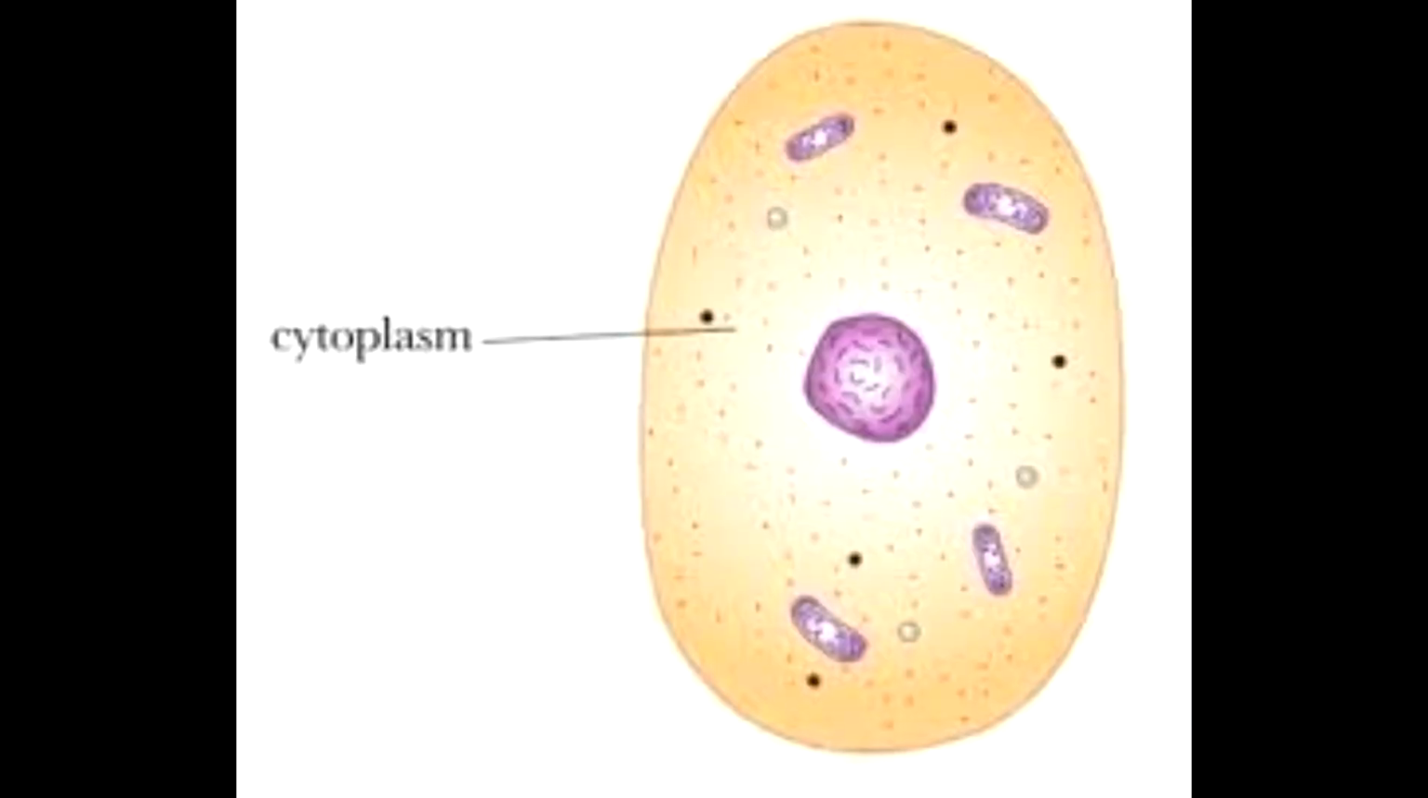Glycolysis takes place in the cytoplasm. The glucose is broken down to make pyruvate. NADH and ATP are also produced. The next step is the preparatory reactions. The pyruvate is taken into the mitochondria and turned into acetyl-CoA. While that is happening, CO2 and more NADH are produced.